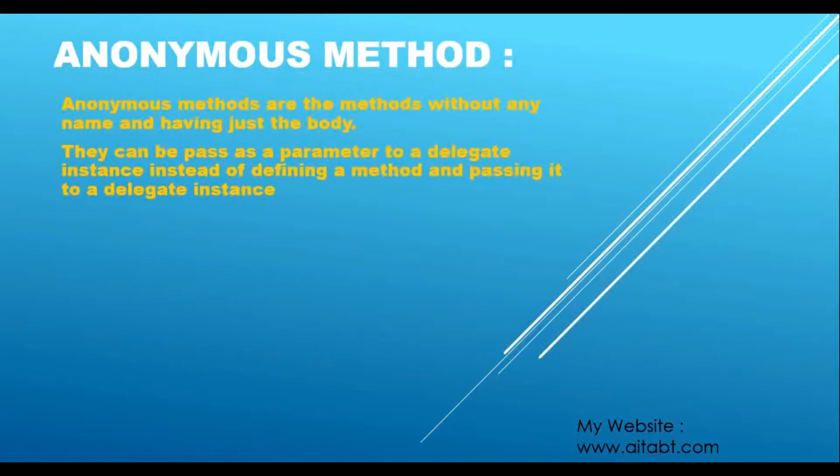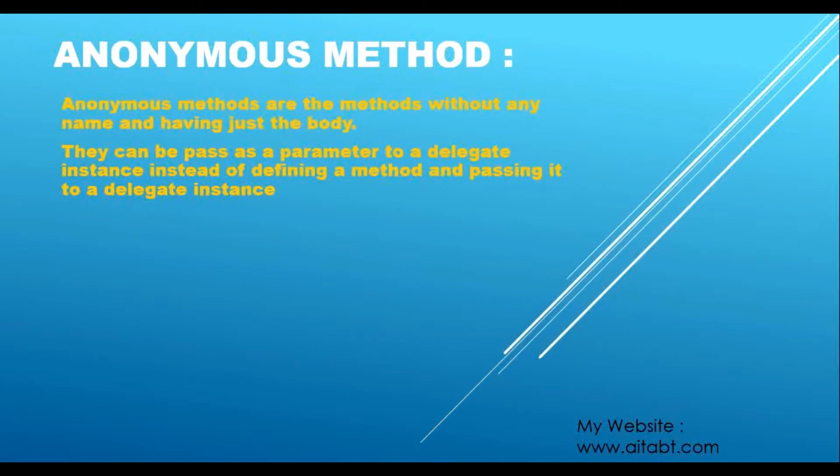So first of all, anonymous method. As the name suggests, they are methods without any name and having just the body. We will understand that in action, so don't worry about that. But before that, let's understand the second point: they can be passed as a parameter to a delegate instance instead of defining a method and passing it to a delegate instance. Let's see directly in action what this means.